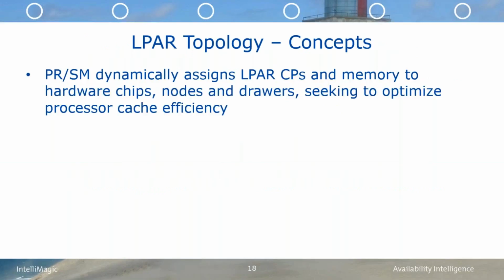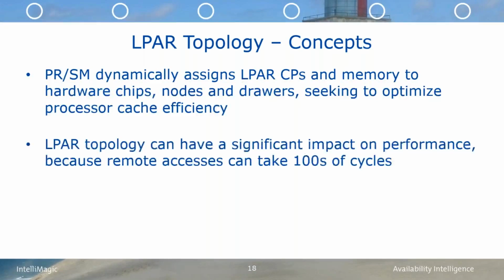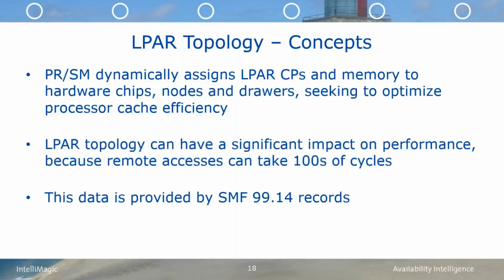PR/SM dynamically assigns LPAR CPs and memory to hardware chips, nodes, and drawers seeking to optimize cache efficiency. This topology can have a very significant impact on processor performance because remote cache accesses can take hundreds of machine cycles. Topology data is provided by the SMF Type 99 subtype 14 record. Now, as opposed to some of the other subtypes of the SMF 99, which can generate overwhelming volumes, subtype 14 is very manageable, 1 record per logical CP every 5 minutes. So this is another data source that you'll want to ensure you are collecting and analyzing.